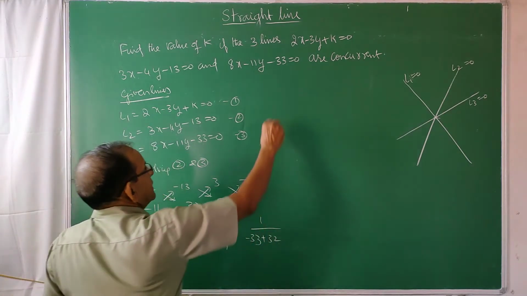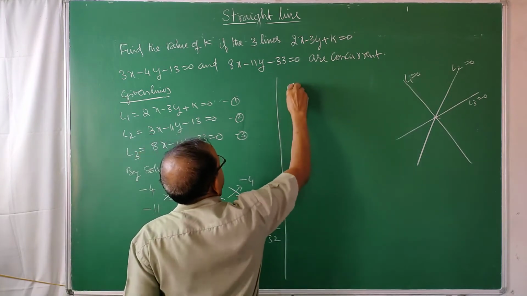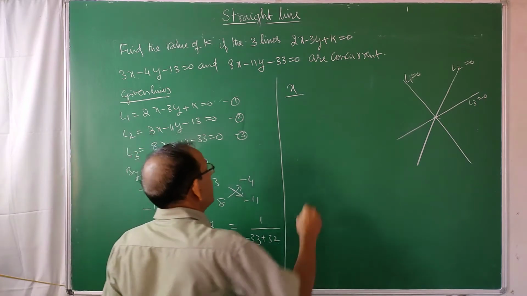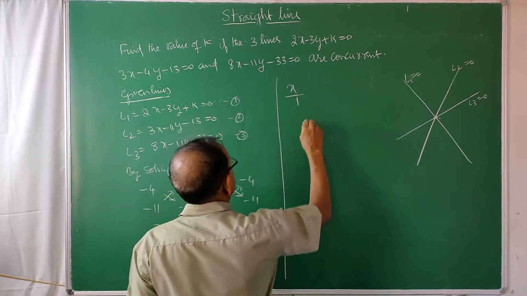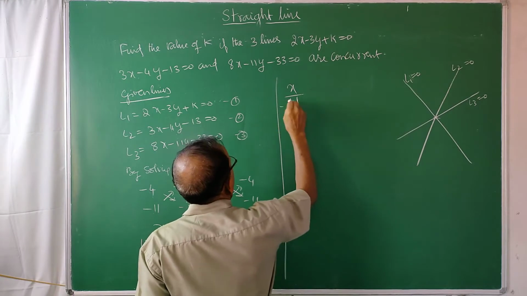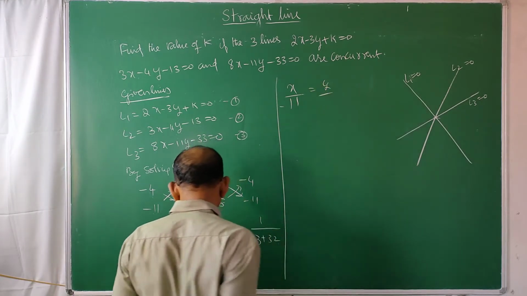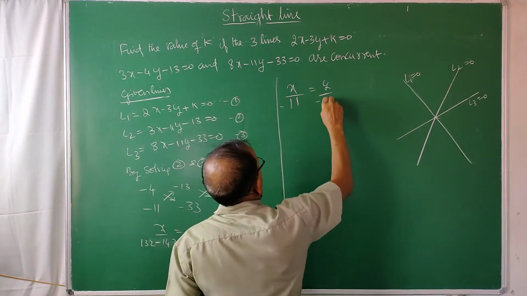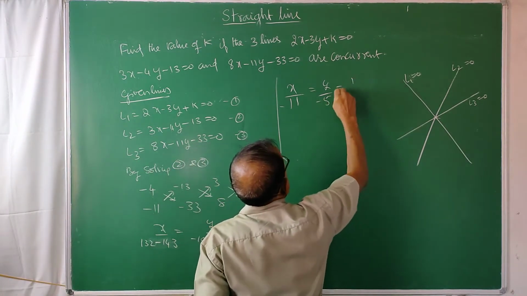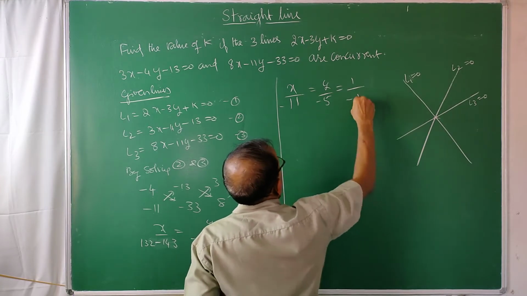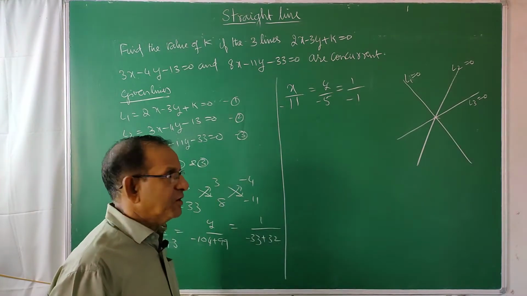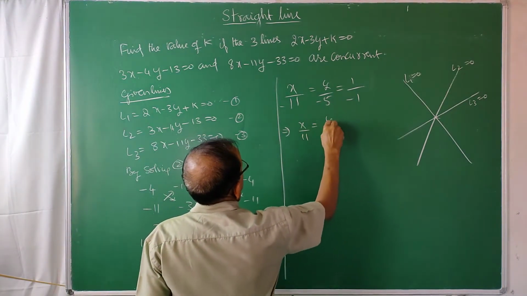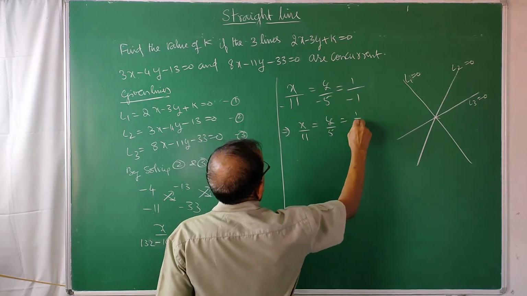So that is x by 132 minus 143 minus 11, y by minus 5, and 1 by minus 1. So all terms have got a negative sign in the denominator, you can make it positive, which implies x by 11 is equal to y by 5 is equal to 1 by 1, that is 1.